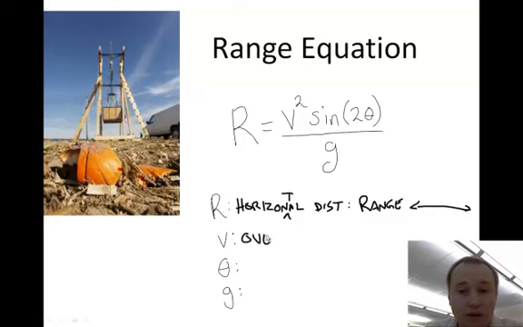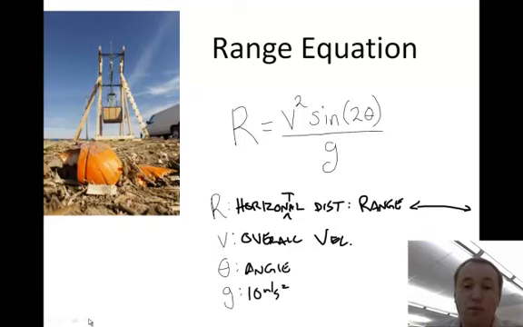V, now here's the nice thing. V is your overall velocity. You don't have to find components or anything. Theta, angle, G, we're always going to use 10 meters per second squared. If you want it a little more accurate, you're going to use 9.8.